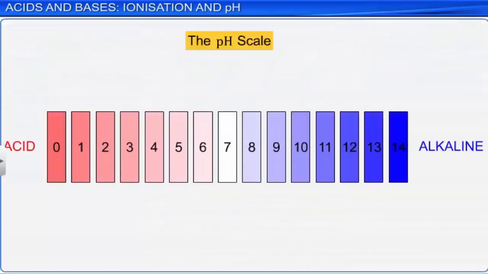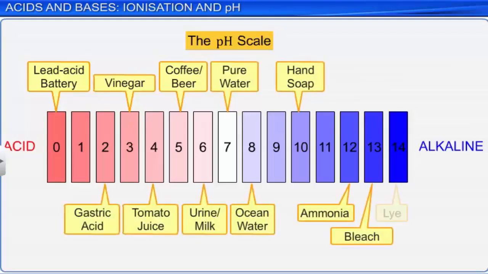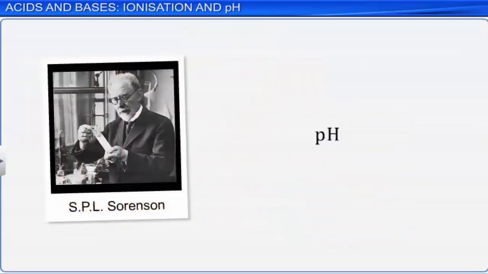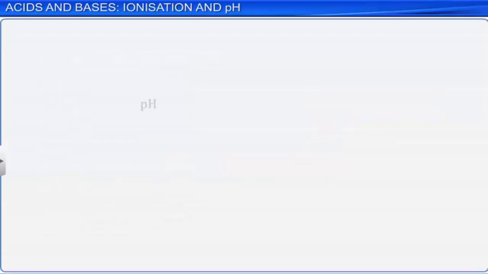The concentration of hydrogen ions is commonly expressed in terms of the pH scale, which was introduced by S.P.L. Sorensen. The P in pH comes from the German word Potenz, meaning power, and the H from the concentration of H+ ions. The pH of a solution is defined as the negative logarithm to the base 10 of the molar hydrogen ion concentration in a solution.